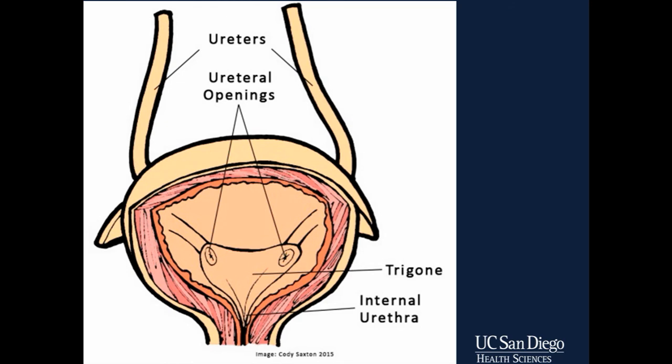The hollow muscular and distensible organ, the bladder, sits on the pelvic floor. Urine enters the bladder via the ureters and exits via the urethra.